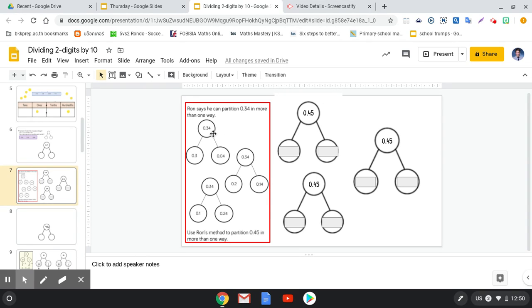So 0.34, Ron says, can be made by a 0.3 or 3/10 and a 0.04 or 4 hundredths. Well, yeah, you can see if I put those two together, they would make 0.34. So have a look at a second example.